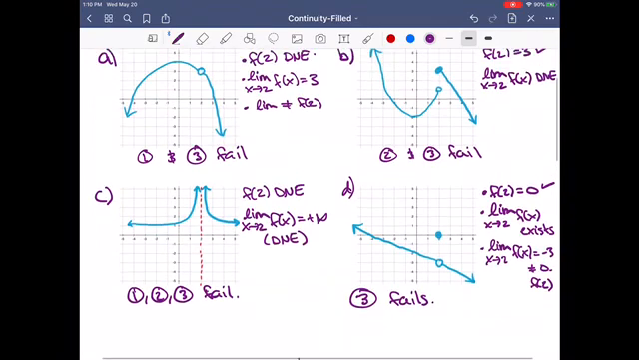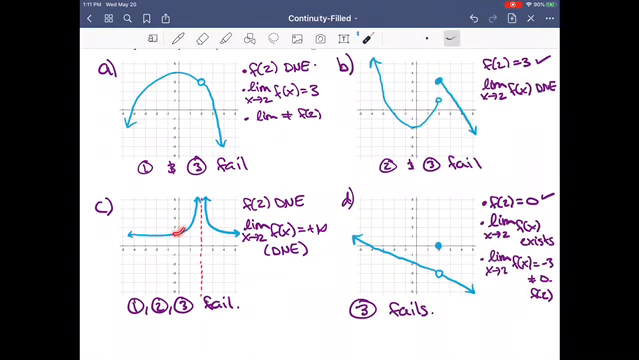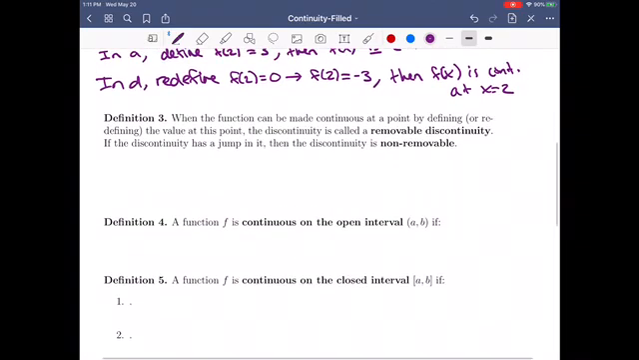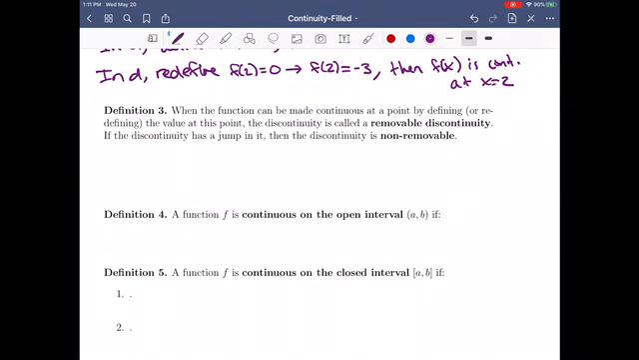For the other ones, in order to make it continuous, I'd have to get rid of this asymptote, which I can't do. And even for B, I'd have to shift an entire part of the graph down to match, so that's kind of a big change. Just plugging a hole seems like a small change comparatively. So we talk about these discontinuities in a different way. When the function can be made continuous at a point by defining or redefining the value at this point, we call the discontinuity a removable discontinuity.